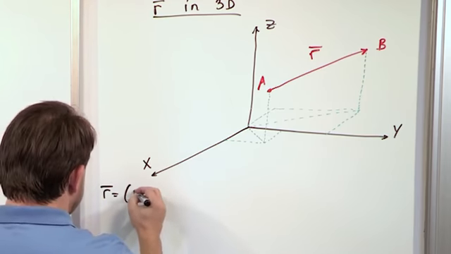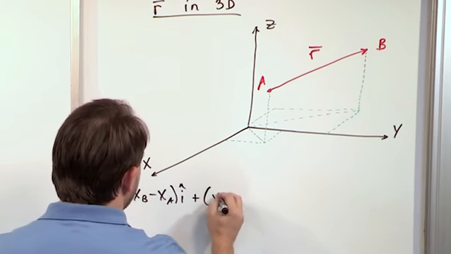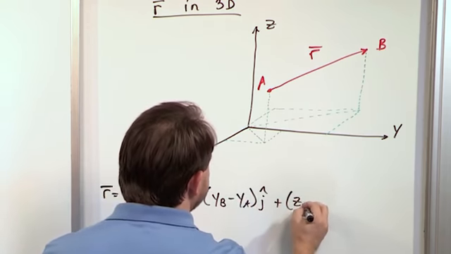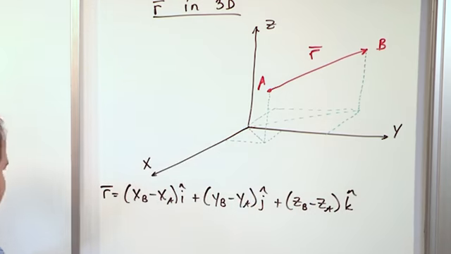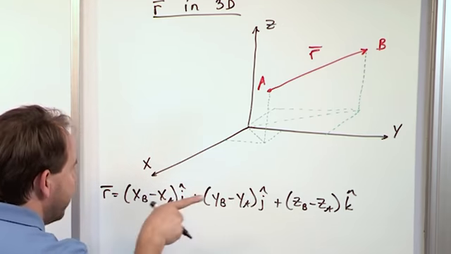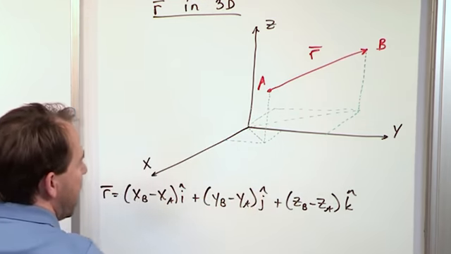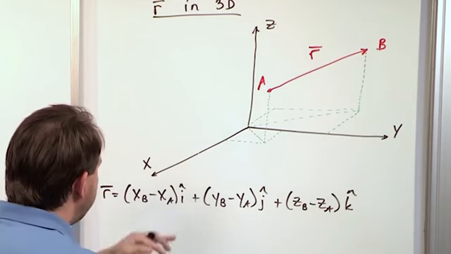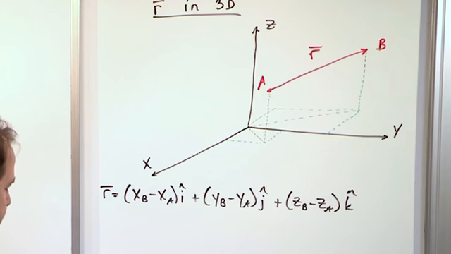In general, the x component is xb minus xa in the i direction, plus yb minus ya in the j direction, plus zb minus za in the k direction, which is the z direction. So basically, this is a position vector in 3 dimensions. You're just subtracting the x components to give you how much the arrow points in x. You're subtracting the y components of these points to find out how much it points in y. And you're subtracting the difference in the z components to figure out how much the arrow is pointing up. And each one of these forms a component that we have talked about before.